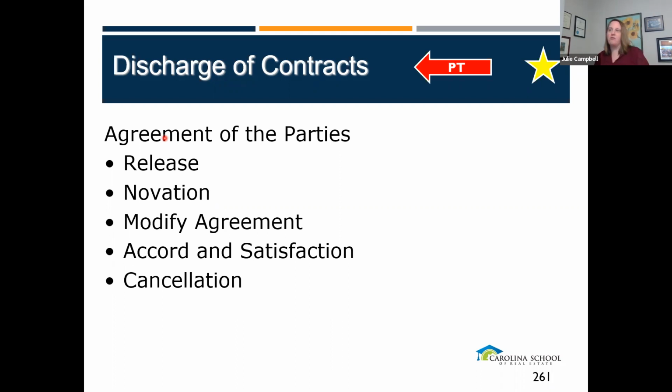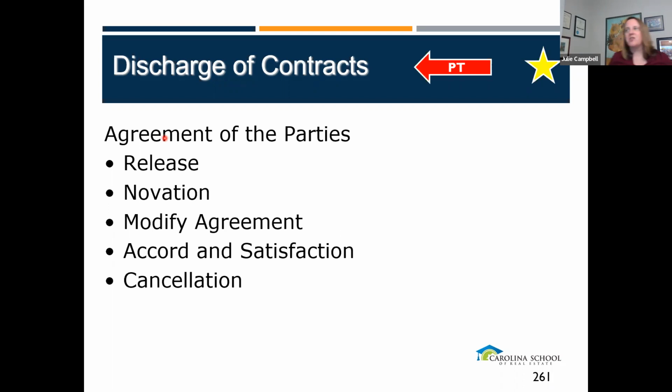If they have mutual agreement, there are various forms of agreement. They can release each other. They can do a novation, they can substitute a contract. Maybe they agree to different terms. They're substituting a new contract for an old contract, so that old contract would be the discharged, the terminated one. They could modify their agreement, agree to new terms.